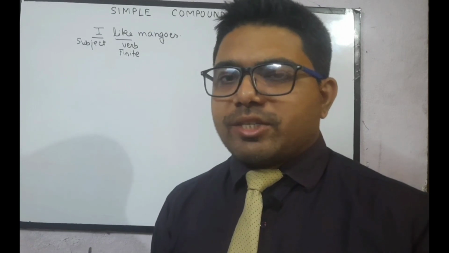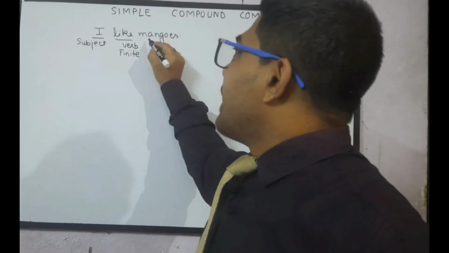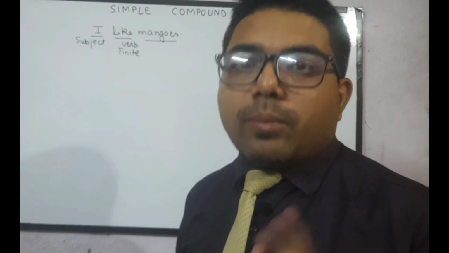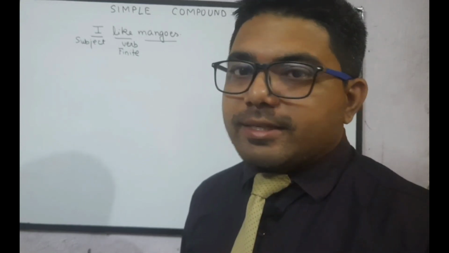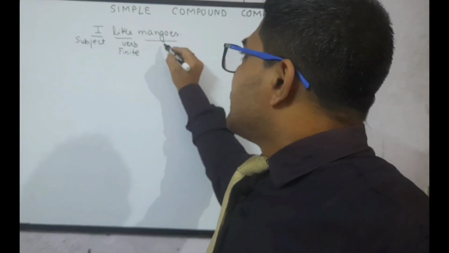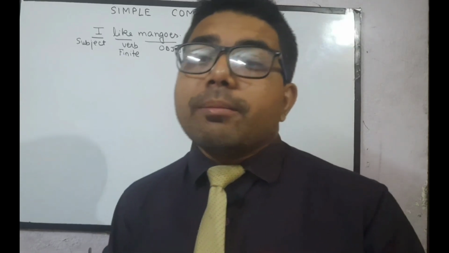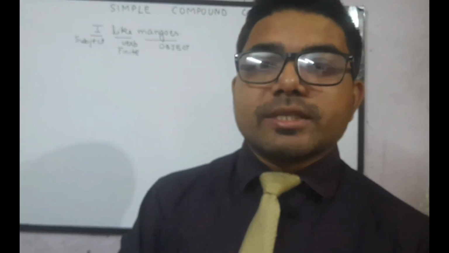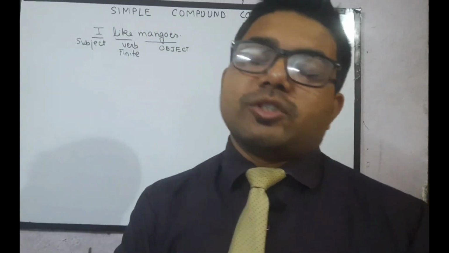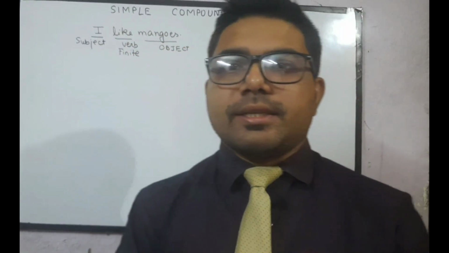Now let's ask the verb a question. I like what? We are getting an answer, mangoes. So after questioning the verb with what or whom, the answer that we get is called an object. So verb को question करना है what या whom से. जो आंसर मिलेगा one word में वो है object. So here we have got subject, finite verb and object.